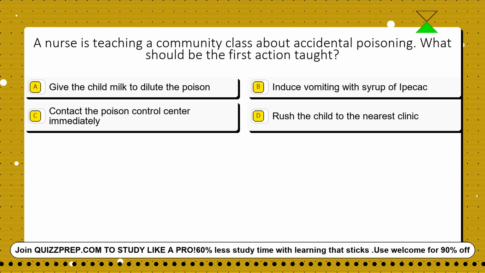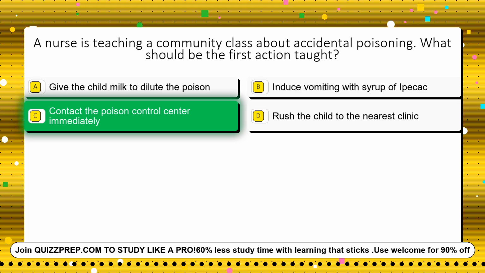Question 43. A nurse is teaching a community class about accidental poisoning. What should be the first action taught? Option A, give the child milk to dilute the poison. Option B, induce vomiting with syrup of ipecac. Option C, contact the poison control center immediately. Option D, rush the child to the nearest clinic.